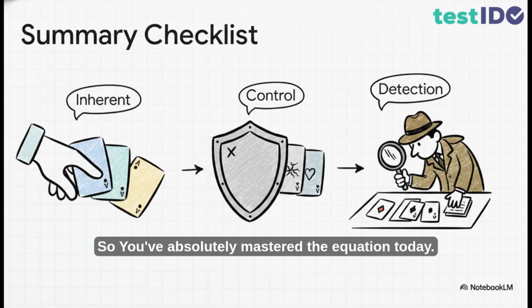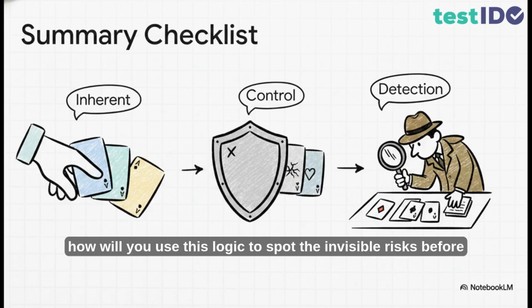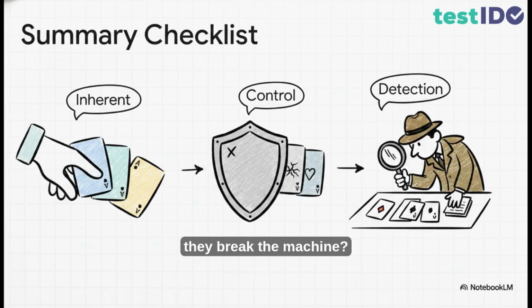You've absolutely mastered the equation today, but the real test is in the application. So as you head into your practice exams or even into a real corporate boardroom, how will you use this logic to spot the invisible risks before they break the machine?